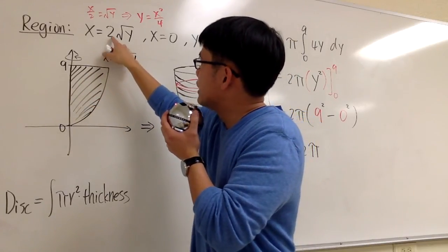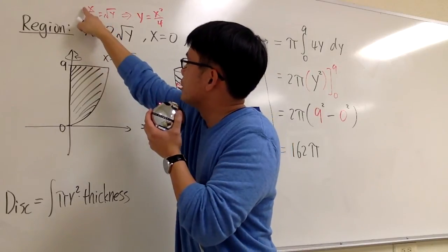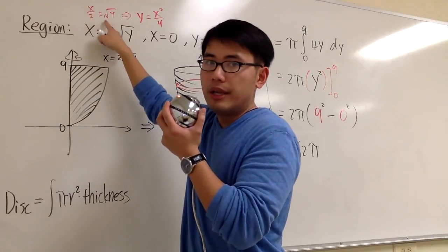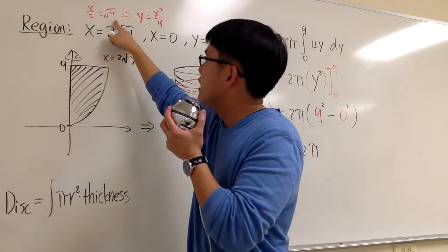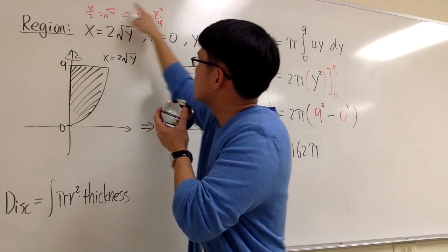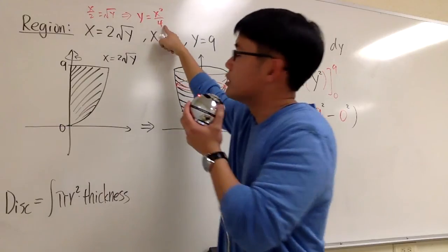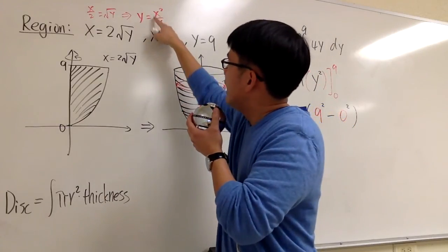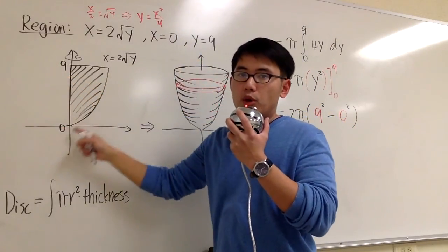But the way to do it is, you can divide by 2 on both sides, so we can look at this as x over 2 equals the square root of y, and we can square both sides to get the y by itself, and get x squared over 2 squared, which is 4. And we know x squared over 4 is a parabola opening up.